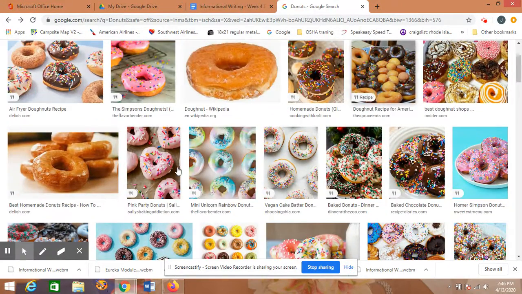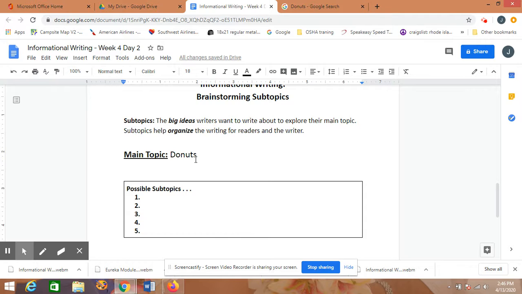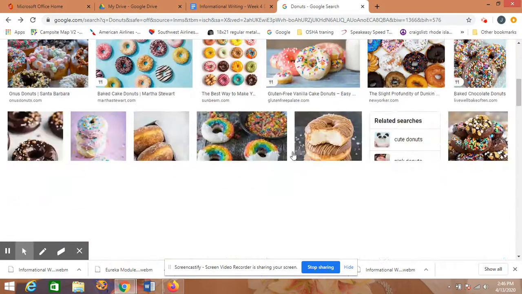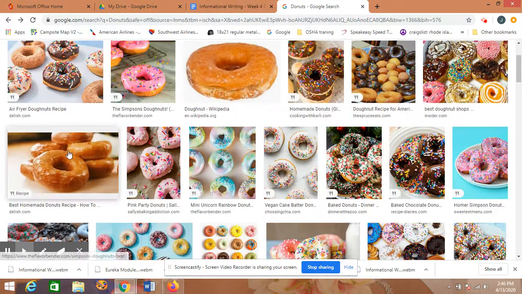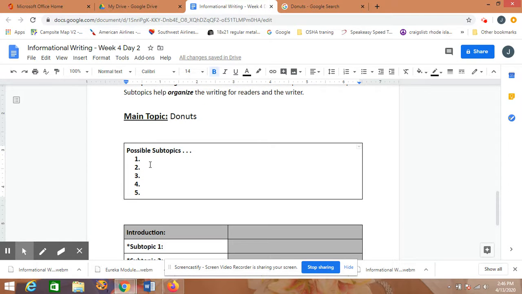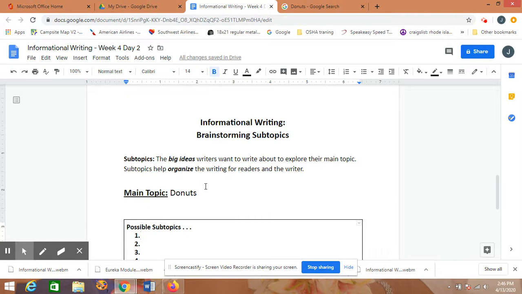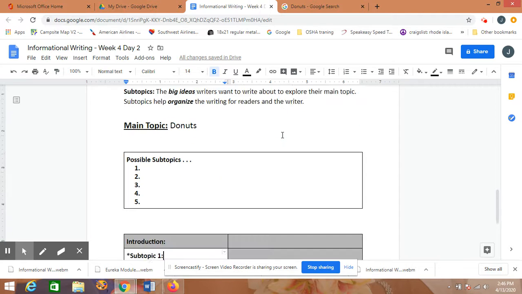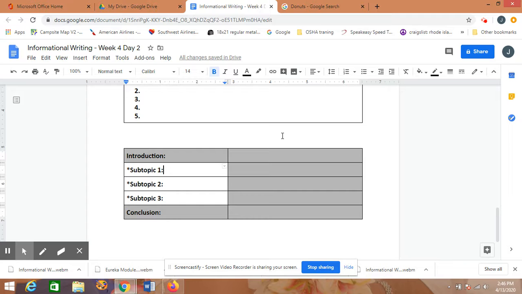And I want to make subtopics because I need to know what are the big ideas that I'm going to talk about with my main topic. What are the big ideas about donuts? That might sound kind of silly, but there's a lot you can write about donuts. They're a very unique food. And remember, we brainstorm these subtopics because we want to generate a list of big ideas, and also because they're going to help organize our writing, and they're also going to help organize the writing for the reader. When they hear it, it'll be more organized.